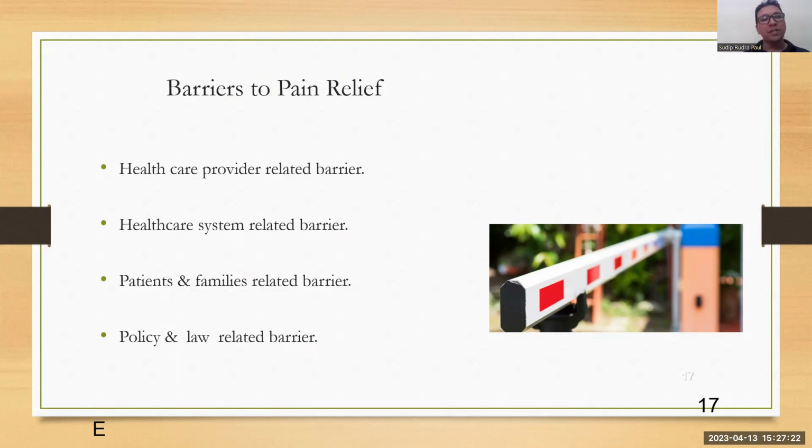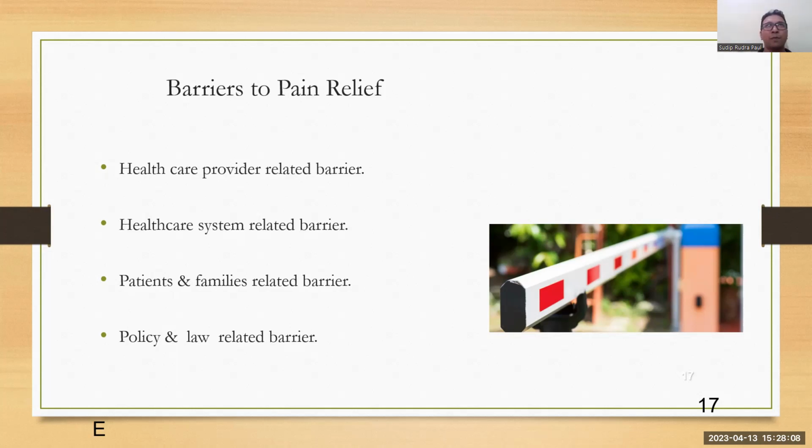Third point is patient and family related. Sometimes patients, like in the previous slide we have seen, for different reasons do not want to complain repeatedly. So this may be a patient related barrier. Sometimes family members are so fed up and they believe, okay, see, whenever I was sitting beside him, he was telling that there is so much pain. Now I went outside, and see, he is playing with his mobile and laughing like anything. Do you think this patient is having pain? The family members just assume that the patient is not in pain. This can be family member related.